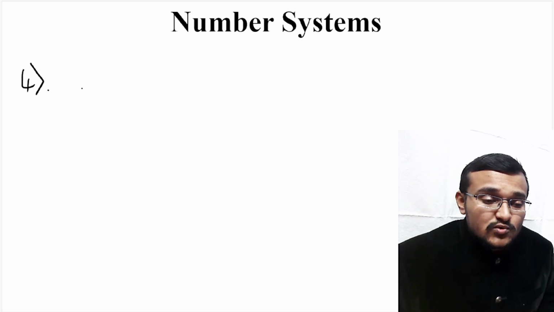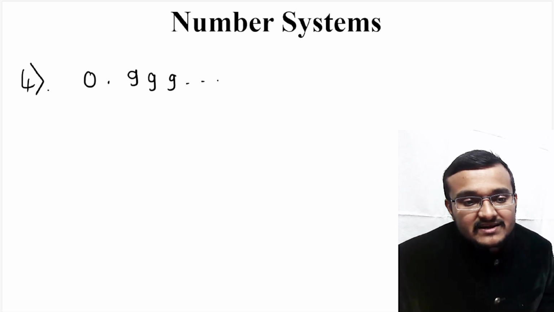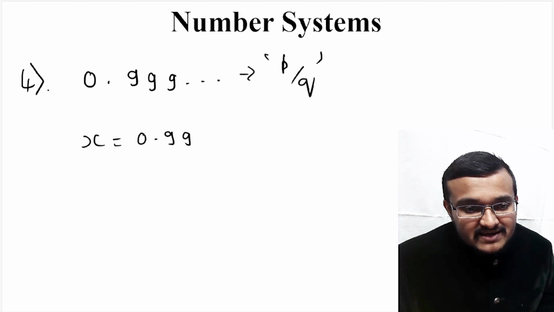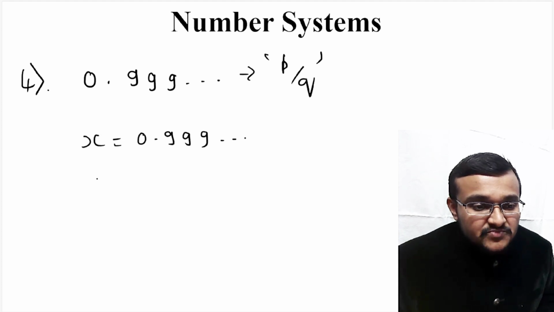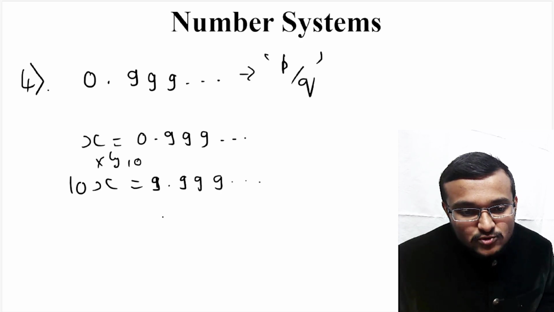Now we will move on to the fourth question. Here they have given 0.999 and it goes on like this. You have to express this in P by Q form, that is as a rational number. Now you can consider this as x, so that is 0.999 and it goes on like this. When you multiply 10 on both sides, you will get 10x is equal to 9.999 and it goes on like this.